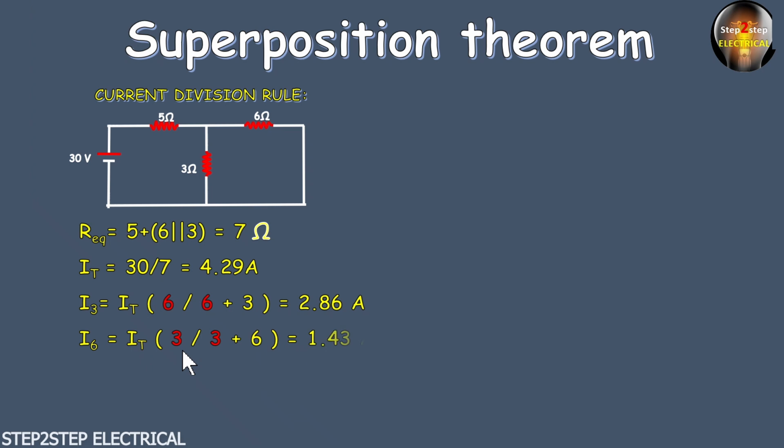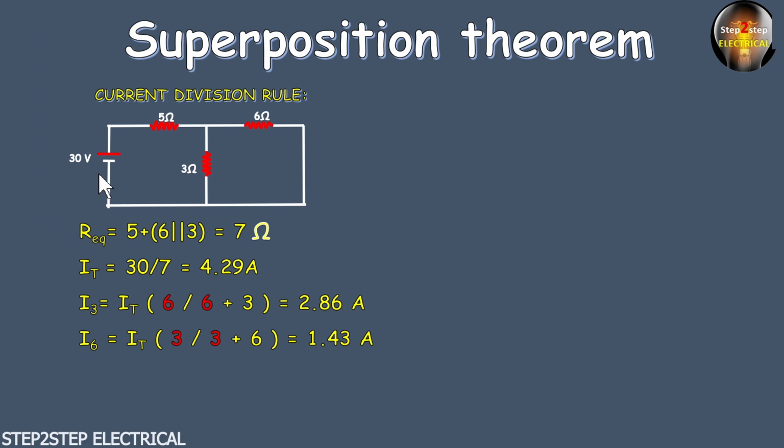And similarly for I6 we will write IT, the total current 4.29 into 3 by 3 plus 6. Here 3 is in numerator and 3 plus 6 is in denominator. So it is 1.43 ampere. In this way we can apply the current division rule and find the current through any branch very easily. But the branch must be in parallel combination.